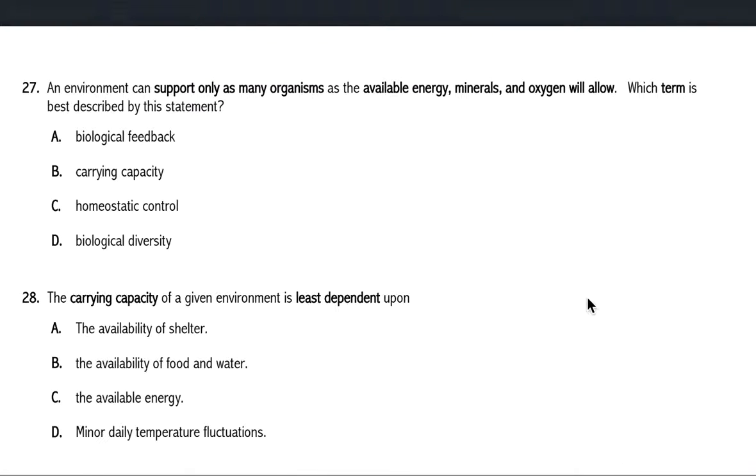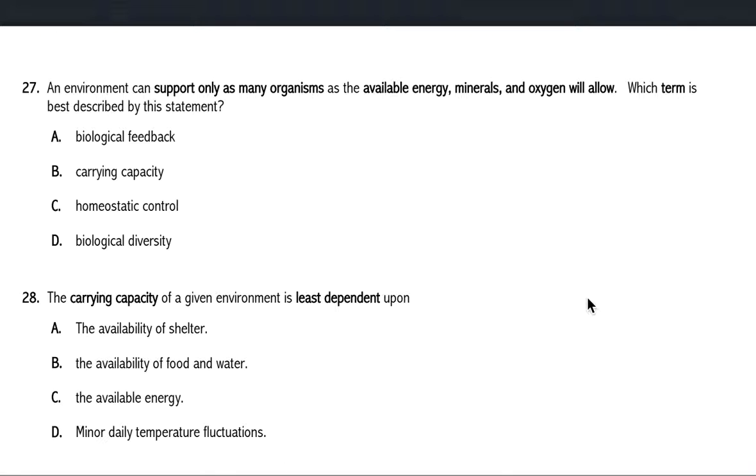Question 27. An environment can support only as many organisms as the available energy, minerals, and oxygen will allow. Which term is best described by this statement? A, biological feedback. B, carrying capacity. C, homeostatic control. D, biological diversity.